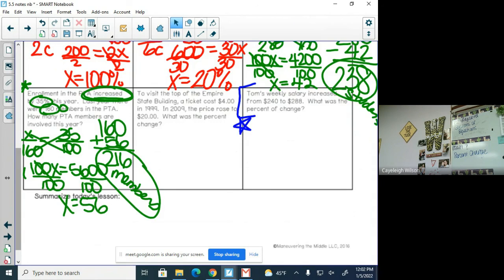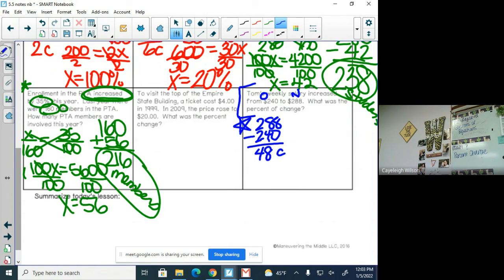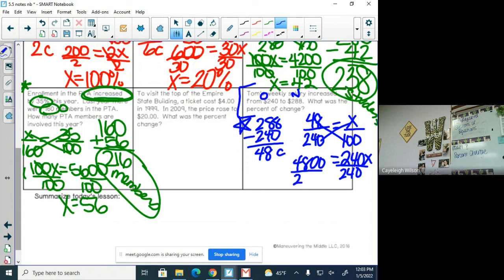Okay, so Tom's weekly salary increased from $240 to $288. So his old salary, original salary was $240, his new is $288. The change in salary is $48. So then the formula says I put change on top, I put original on the bottom, and I solve that for the percent. So 48 times 100 is 4,800. 240 times x is 240x. Divide by 240. And how much did his salary increase by? 20%.